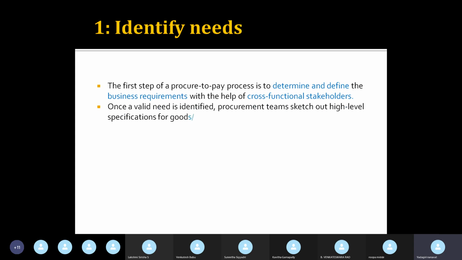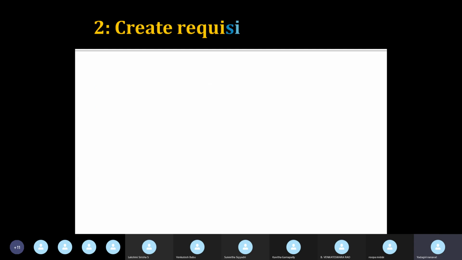Once the valid need is identified, the procurement team sketches out high-level specifications for goods and products, and terms of reference for services and statement of work. Here, once the valid need is identified, we will prepare the statement of work. Statement of work is nothing but what product we need, delivery time, cost, and budgeting, everything from the company side. Next one is creation of requisitions.